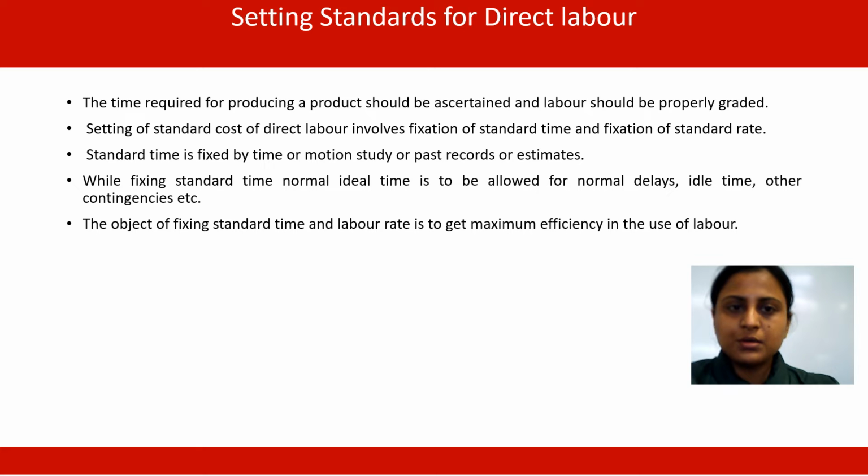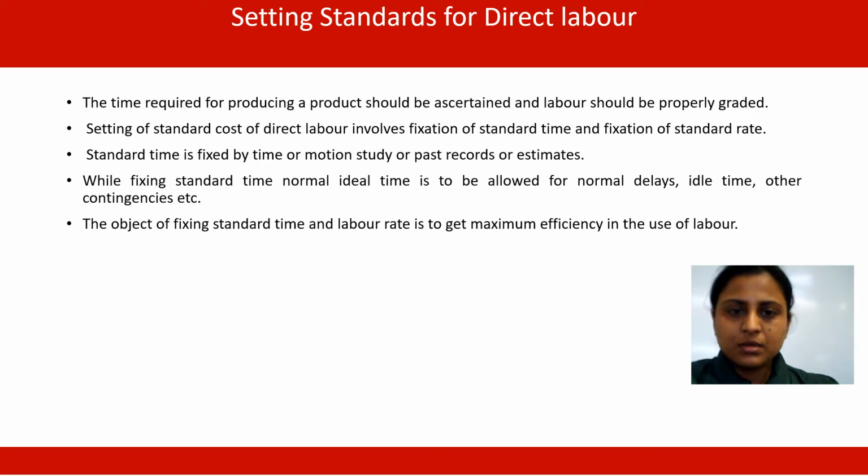Next is setting the standard for direct labor. The labor involved in manufacturing of a product is known as direct labor and the wages paid to such labor are known as direct wages. The time required for producing a product should be ascertained and labor should be properly graded. Setting of the standard cost for direct labor involves two things. One is fixation of standard time and second is fixation of standard rate. Standard time is fixed by time or motion study or any past records or estimates. While fixing the standard time, normal idle time should be allowed for normal delays, idle time or any other contingencies.